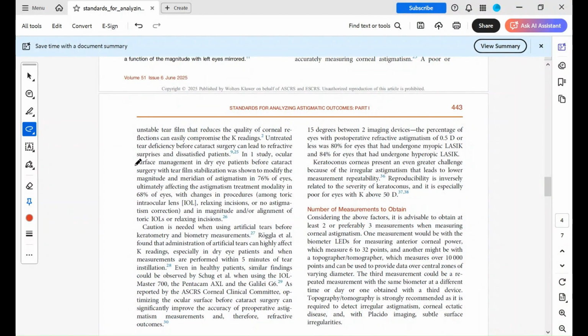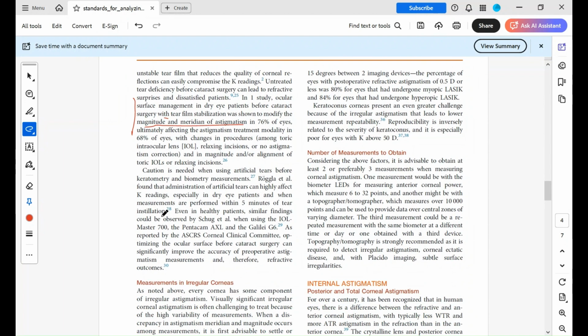Next, what is important to discuss is the concept of dry eyes. It has been seen in many studies that dry eyes can significantly affect the magnitude and meridian of astigmatism. In this case, 76% of the eyes with dry eyes actually had an altered magnitude and meridian of astigmatism. So dry eyes can significantly affect toric outcomes. That is important to remember.